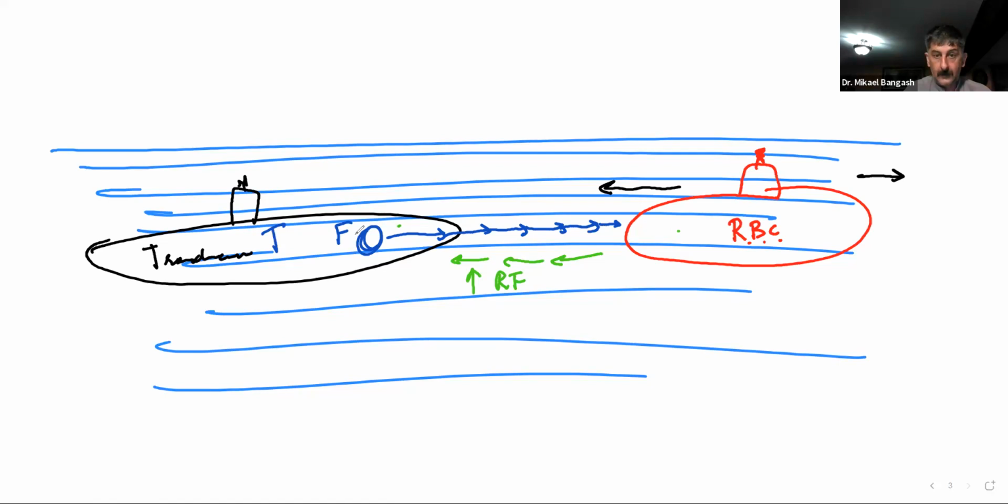Whereas this submarine here may be moving away. Or we can say the red blood cell may be moving away from the transducer. Now I would call that the reflected frequency being lesser than the transmitted frequency. Did that make sense?